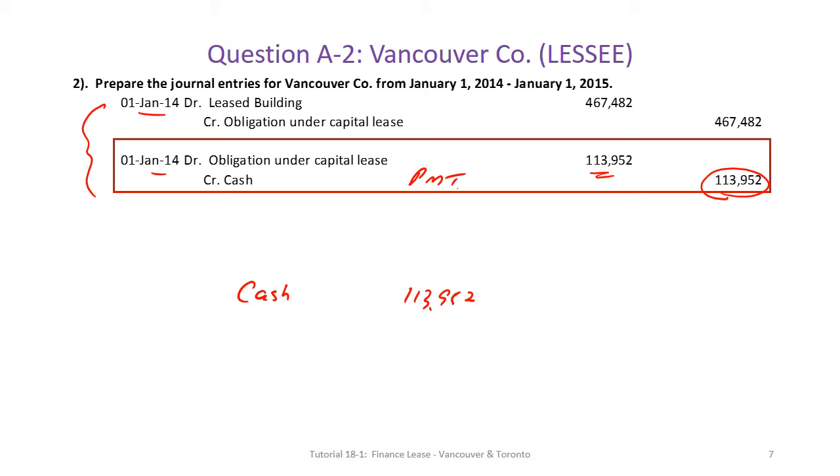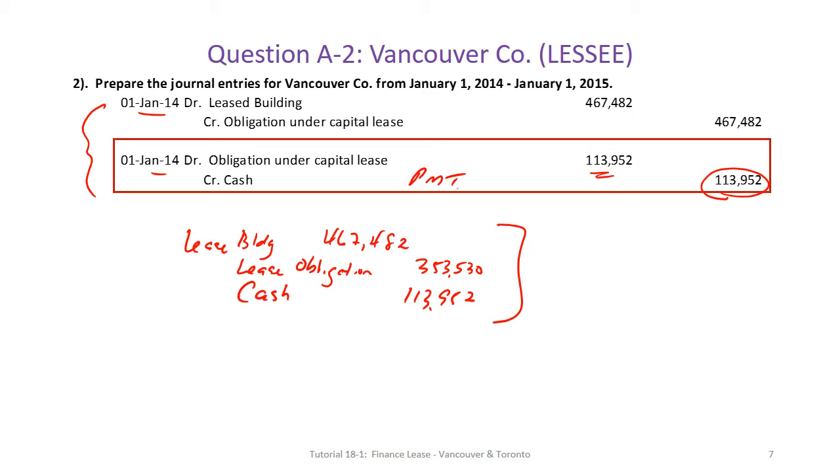a debit to the leased building, so the leased building for $467,482, and the difference to the lease obligation of $353,530. Okay, so this is a single journal entry. The two-entry approach is preferred though, because it shows a full audit trail. So it's preferred that you break it up into two separate pieces, but this is also acceptable.